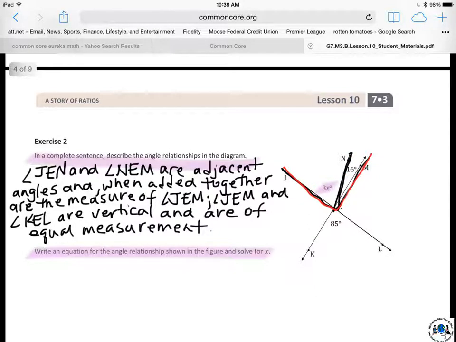Also, at the same time, you have JEM, the one we just marked in red there, and KEL. They are what we call vertical, and we know that if they are vertical, they are of equal measurement. So we know a few things. I want you to use the things that you think you know, go ahead and write an equation, and solve for x.